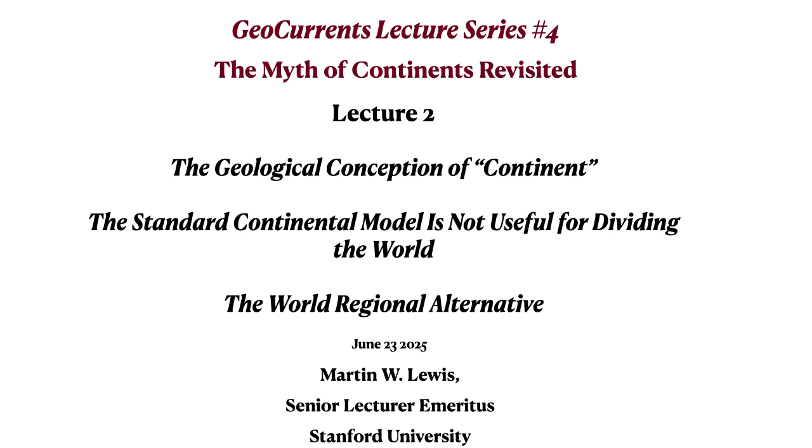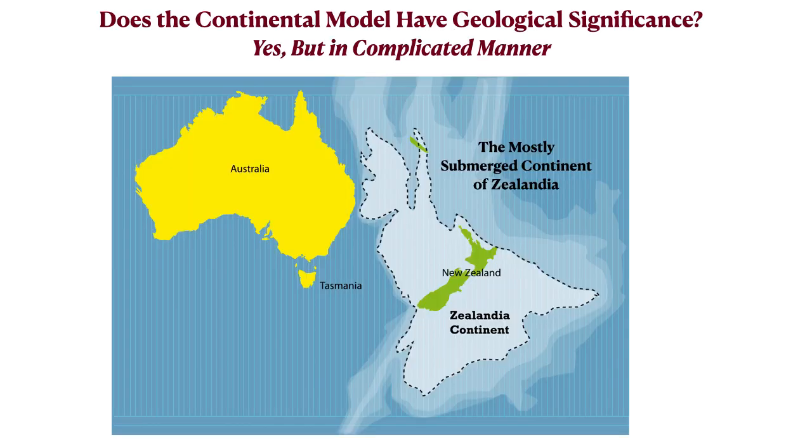Hello and welcome to part 2 of the Geocurrents lecture series on the myth of continents revisited. Today I'm going to look at the geological conception of continent, which is quite complex, and then I'm going to show how the standard continental model, especially the seven continental model, is not useful for dividing the world, either in terms of biology or in terms of humankind. And then finally, I'm going to discuss the main alternative to the continental scheme, which is the world regional system.